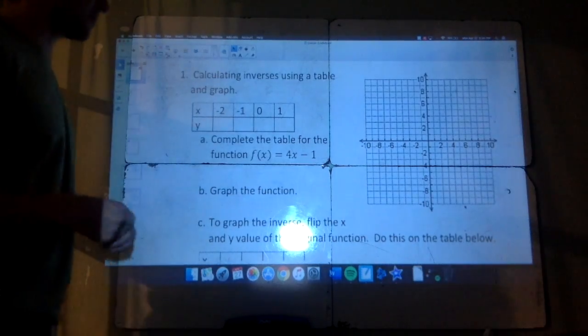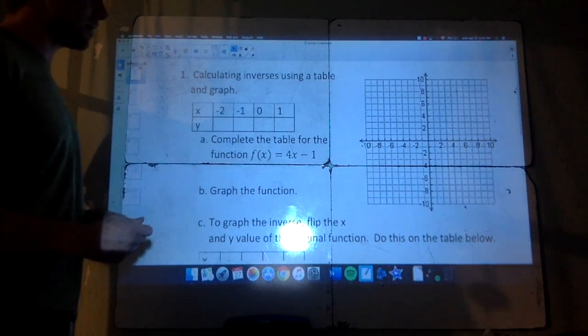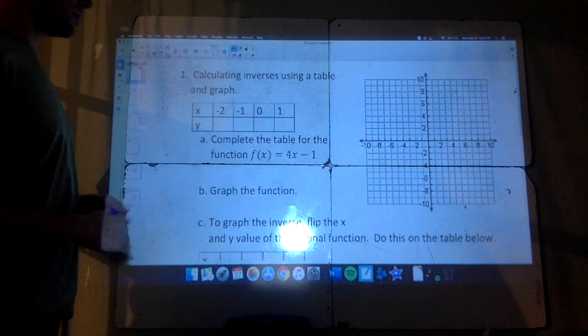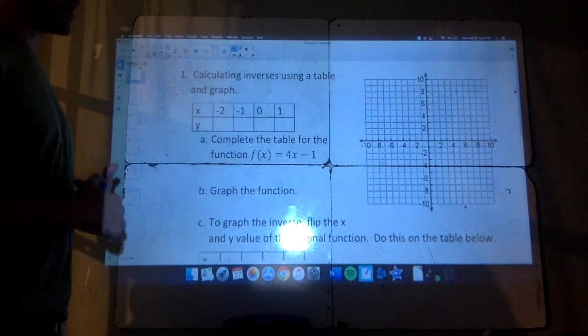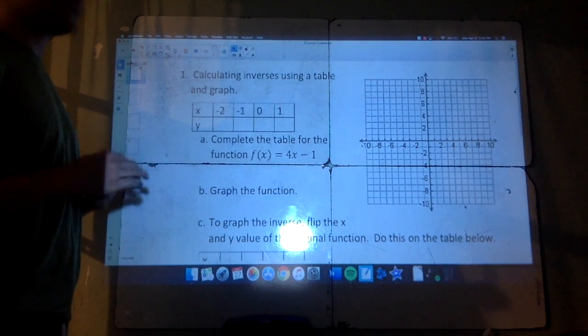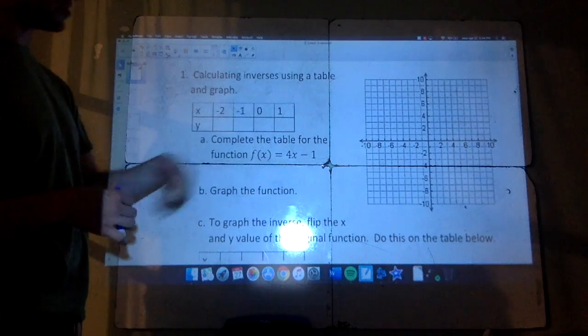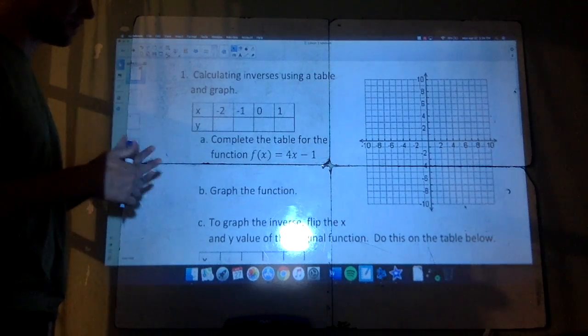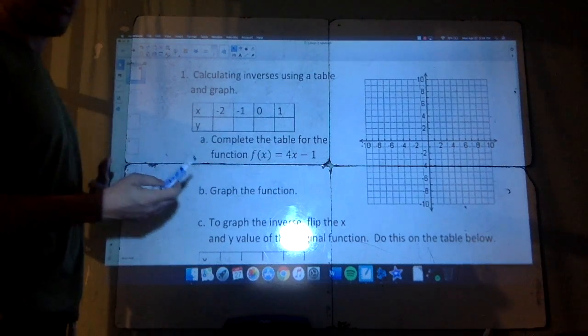All right, y'all, welcome back for lesson 2. We're just going to start getting warmed up here. So we're going to start by calculating our inverses using a table and a graph. So we have our function here, f of x equals 4x minus 1. So we're going to first fill out that table.